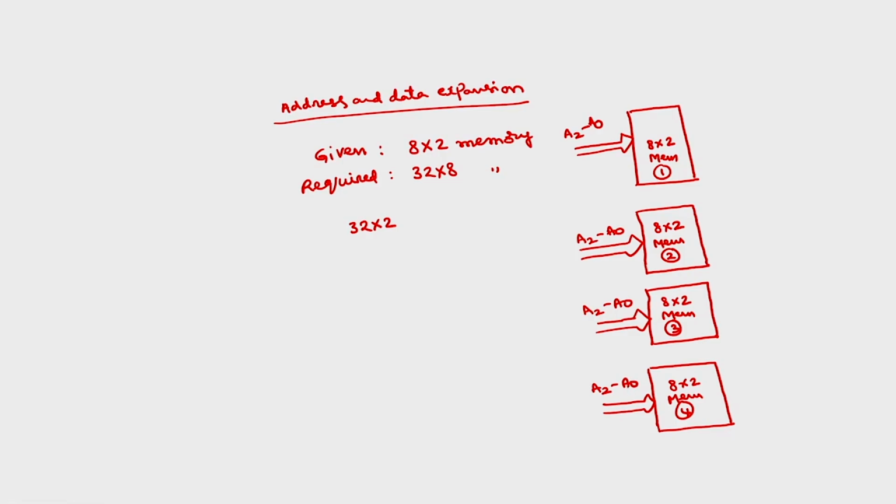And the data lines: this will give 2, this will give 2, this will give 2, and so on. Each will have 2 bits of the data line. Each one will have an individual chip select signal. We can represent it as chip select bar, so we can have a bubble here.